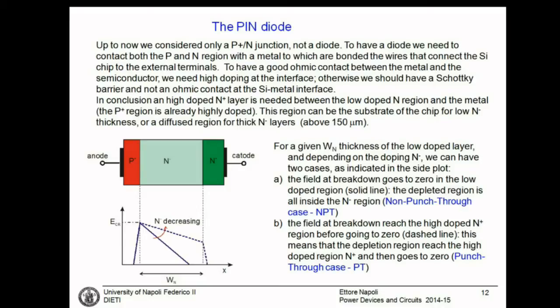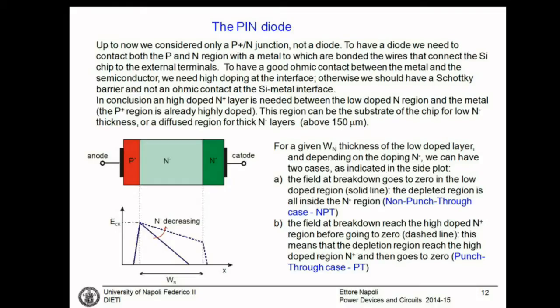To have a diode, we need two contacts, two regions where to contact the anode and the cathode, and where we connect the metallization and the external terminals. In order to have a good ohmic contact to the anode and to the cathode, the requirement is that the doping below the contact must be high. We need a P plus region and an N plus region on the other hand, to have a good ohmic contact. Otherwise, we get a Schottky barrier.